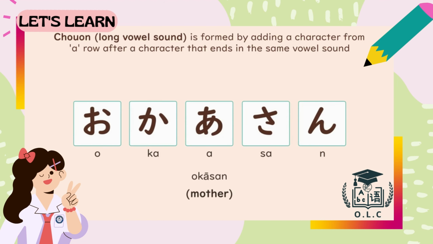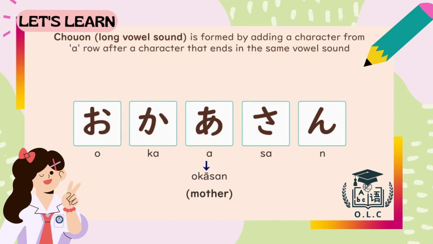Here's an example. In this word for mother, the second character is ka. And if we add the character a after, rather than reading the two characters as ka-a, we basically extend the vowel sound a. When we write this long vowel sound in Romaji, we write this dash above the vowel letter to indicate this long vowel sound.